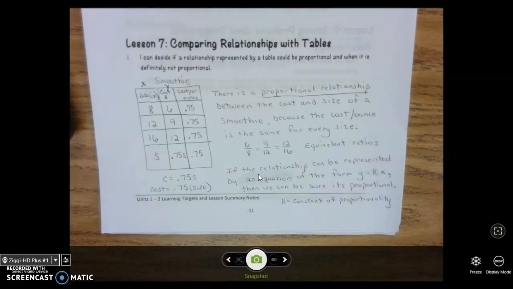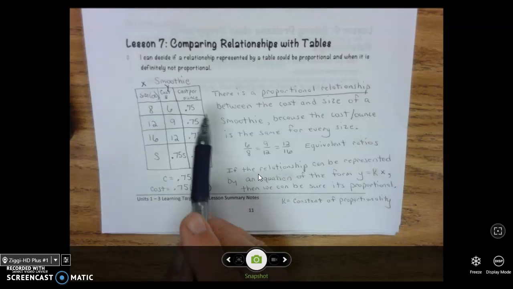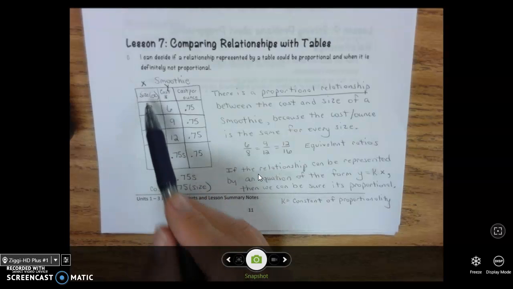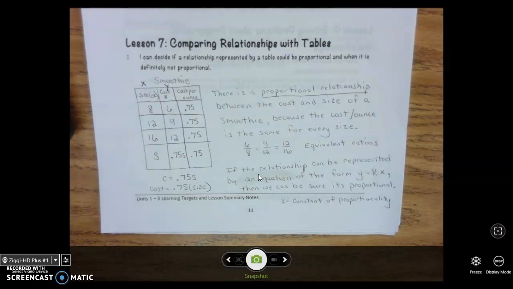Now, if the relationship can be represented by an equation of the form y equals kx, then we can be sure it's proportional. So in this case, my y was my cost. My cost is equal to the constant, 0.75, times x, which was the size, s. C equals 0.75 s would be my equation.